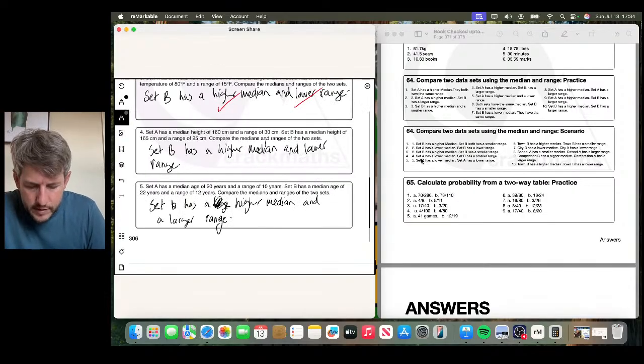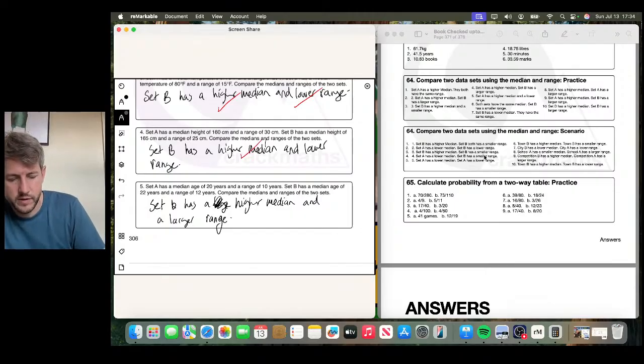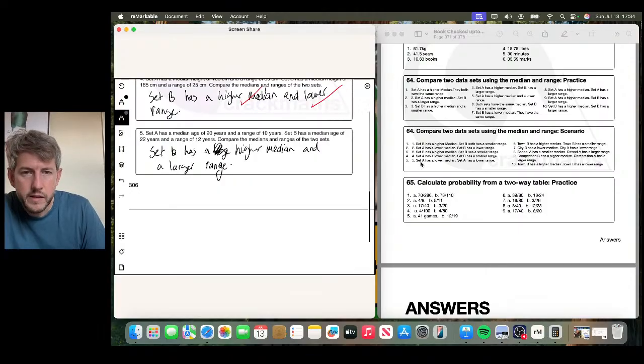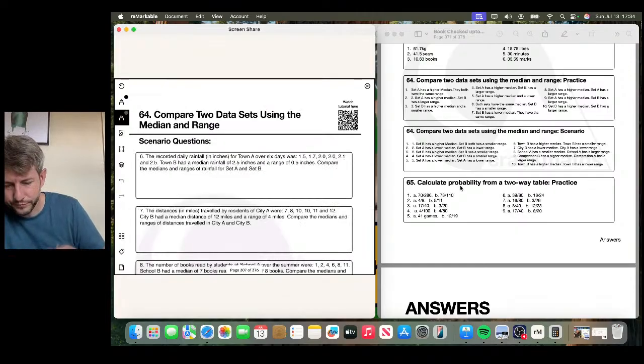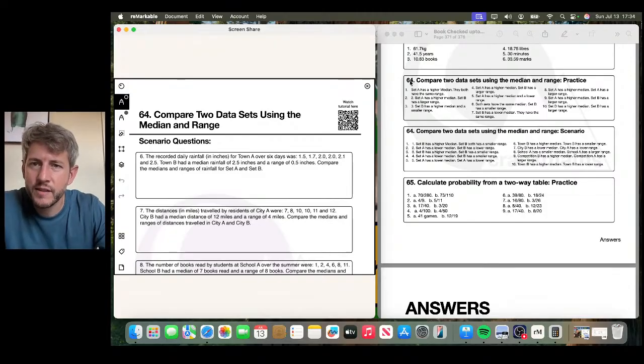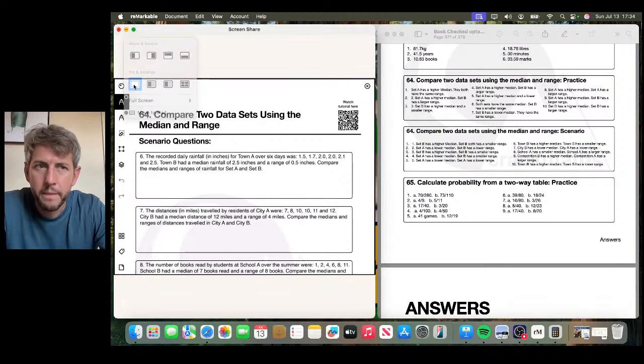Question 4. Set A has a lower median. Well, set B has a higher median. Yep. Set B has a smaller range. Yep. Nice. In question 5, set A has a lower median and a lower range. So I've said set B has a higher median and a higher range, which is saying the same thing, so that's fine as well. Let's have a look at these next round of scenario questions, and then we'll be on to topic 65.